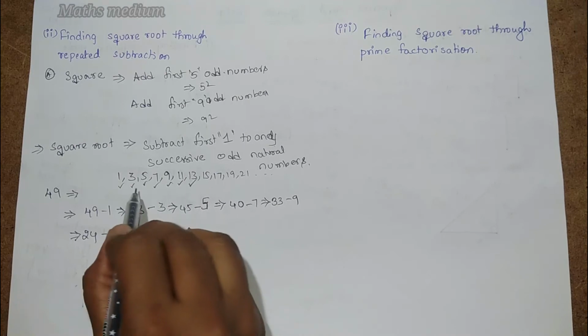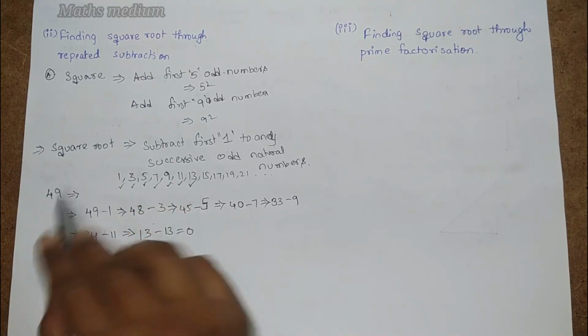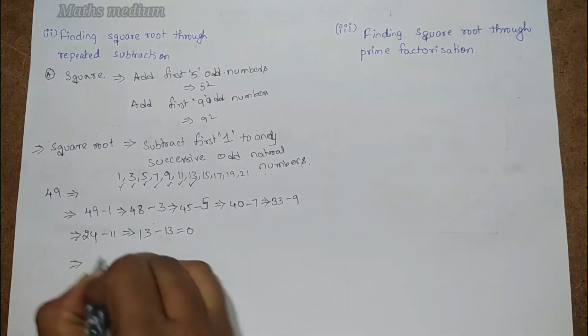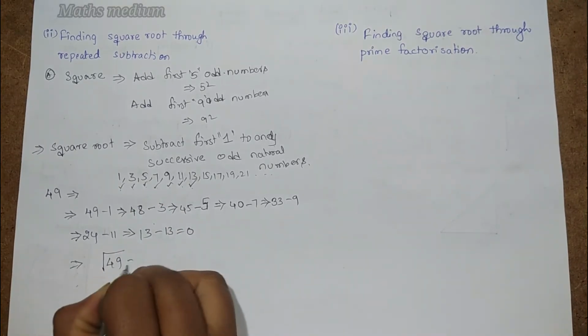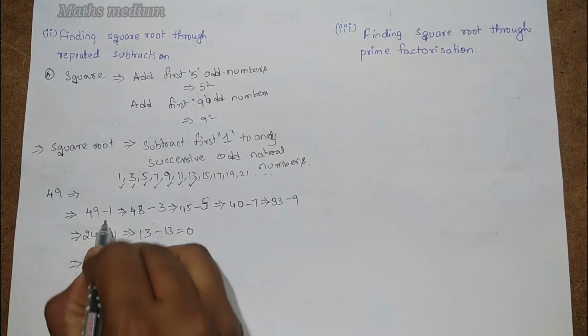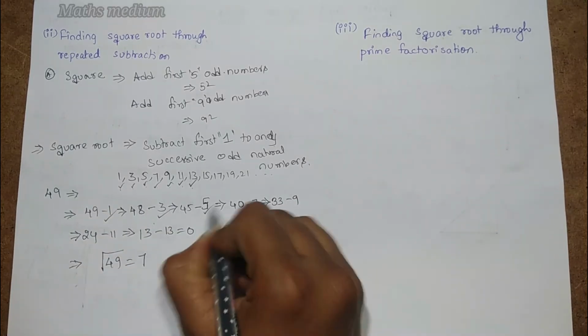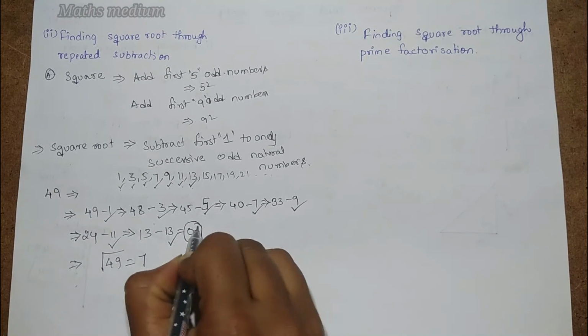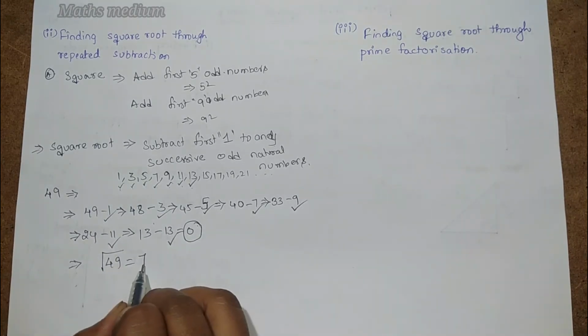Here, up to how many numbers did we subtract from the given number? 1, 2, 3, 4, 5, 6, 7. So it means the square root of 49 is equal to 7. See, 1, 2, 3, 4, 5, 6, 7 numbers, and we got 0. So the square root is equal to 7.